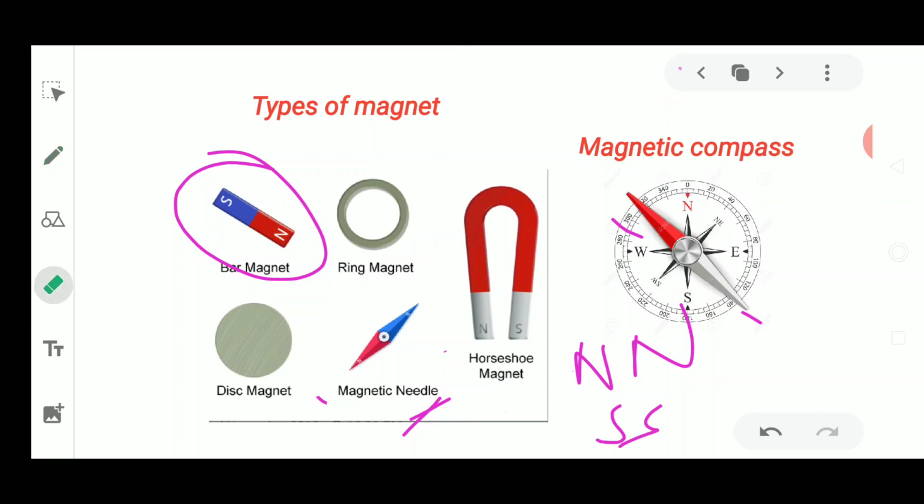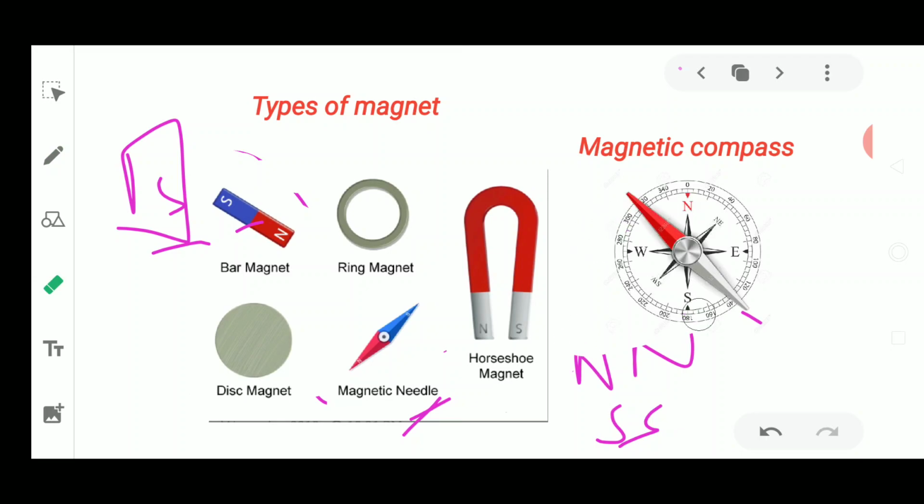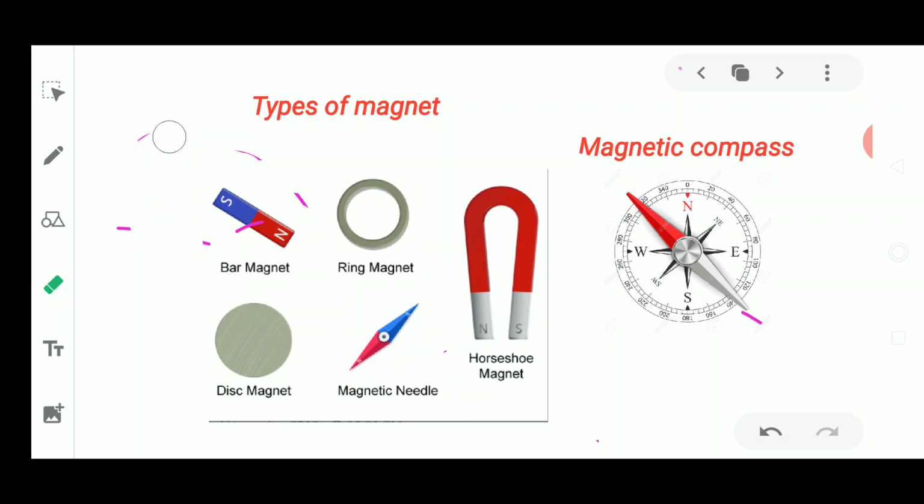Suppose you bring one more magnet here, facing this south side. What will happen? South and south poles will be there, so these poles are going to repel each other. So attraction and repulsion are two more properties of a magnet. The next property is its directional property. If you suspend any magnet in the air for some time using a thread, then this magnet always rests in the direction of north and south. This is the directional property.